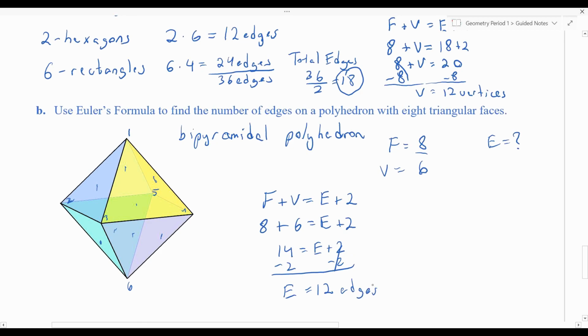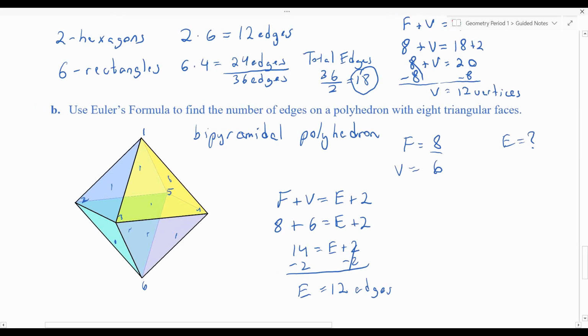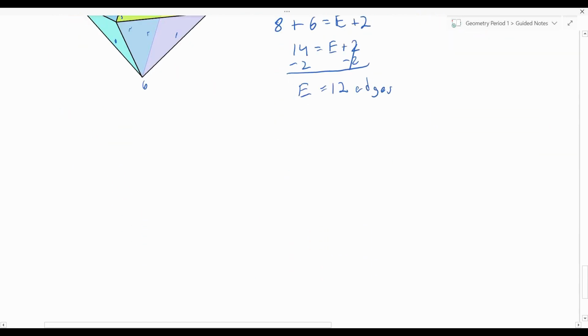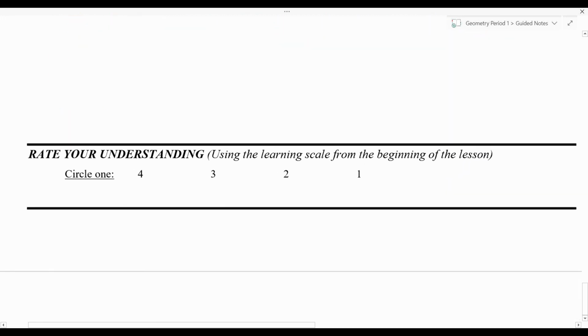All right, so that's what we do here for nets. It's a very short lesson on nets. We're going to be using this a little bit in this unit when we do surface area on 3-dimensional figures. So this is the end of this lesson, short and sweet.